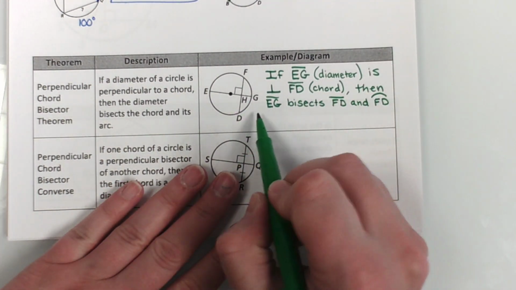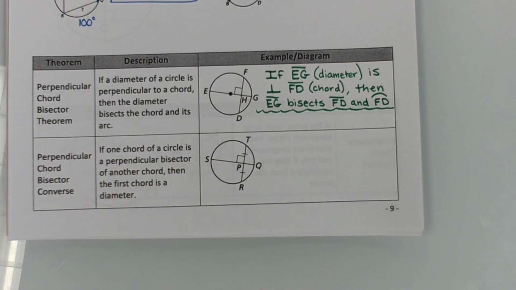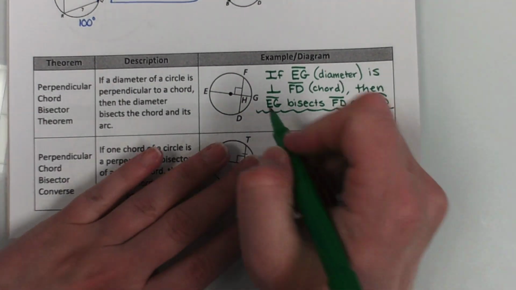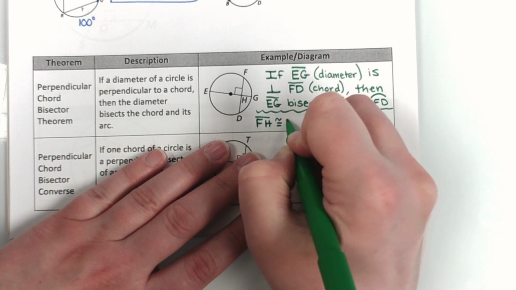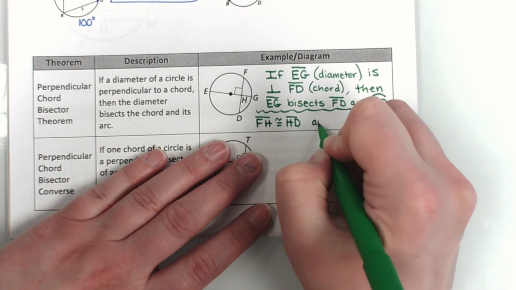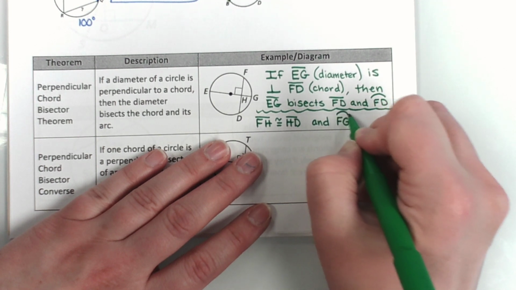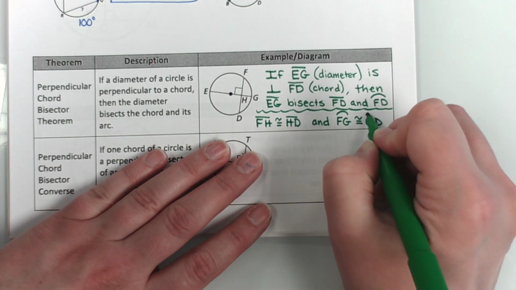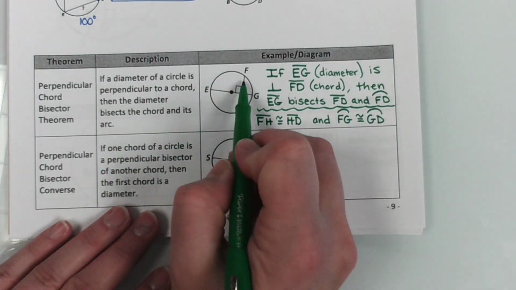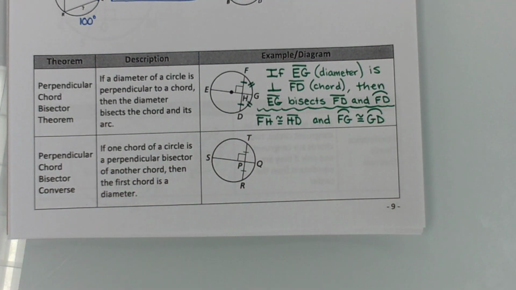In other words, if we have all that wonderfulness, and I know I'm writing a lot of things in this box, and I'm sorry for those of you who write large. In other words, segment FH is congruent to segment HD, and arc FG is congruent to arc GD. That and that are congruent. This and this are congruent. By the way, tick marks go on arcs the same way they go on segments.